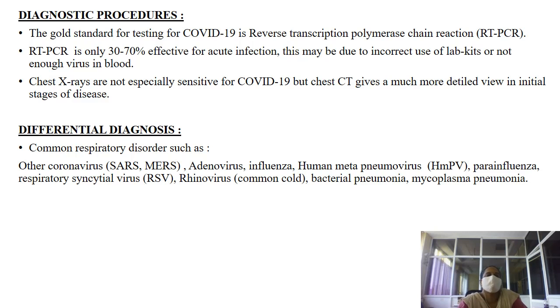Chest X-rays are not especially sensitive for COVID-19, but a chest CT scan gives a much more detailed view in the initial stages of the disease. So, what is the differential diagnosis of COVID-19? Other coronaviruses like SARS, MERS, adenovirus, influenza, human metapneumovirus, parainfluenza, respiratory syncytial virus, as well as what we call the common cold, rhinovirus, bacterial pneumonia, and mycoplasma pneumonia.